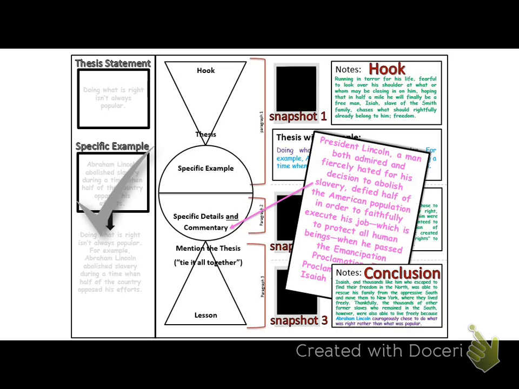Isaiah and thousands like him who escaped to find their freedom in the North was able to rescue his family from the oppressive South and move them to New York, where they lived freely. Thankfully, the thousands of other former slaves who remained in the South, however, were also able to live freely because Abraham Lincoln, there's my example, and here's my thesis again, courageously chose to do what was right rather than what was popular. Not one time did I regurgitate the thesis statement. I turned it into my own words, I used my own example, and I used snapshots to bring my writing to life.